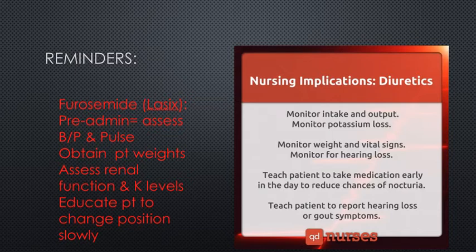So then I want to just touch base on Lasix, also known as furosemide. Before we give Lasix, we should do an assessment of blood pressure and pulse. We should get a baseline weight. We should also take a look at renal function and potassium levels. And then we need to tell the patient to report any hearing problems or gout symptoms because Lasix can make gout worse.